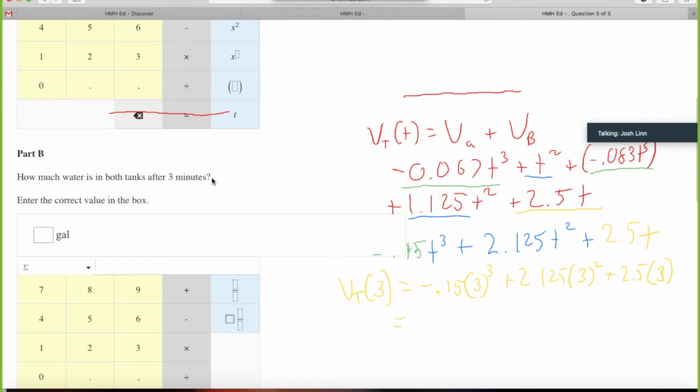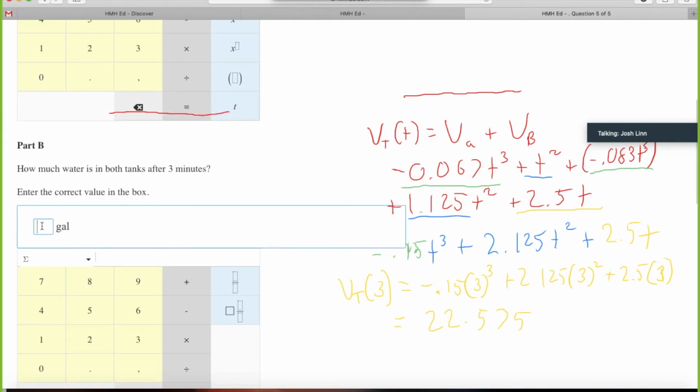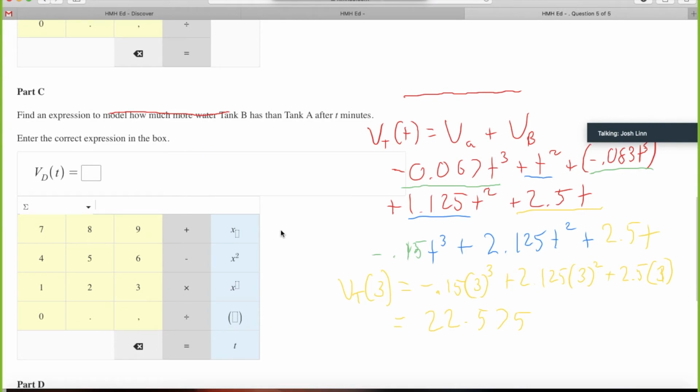So I got 22.575, and that is in gallons. I gotta wait for my computer to respond. There we go. 22.575. Oh, there's more.